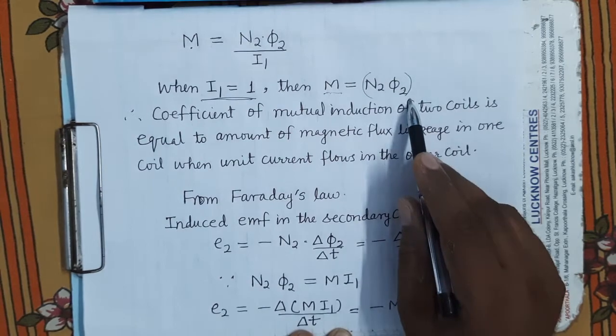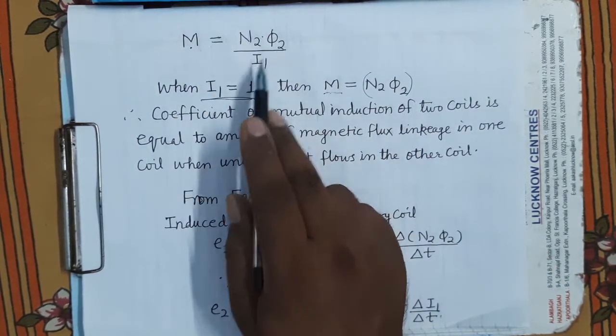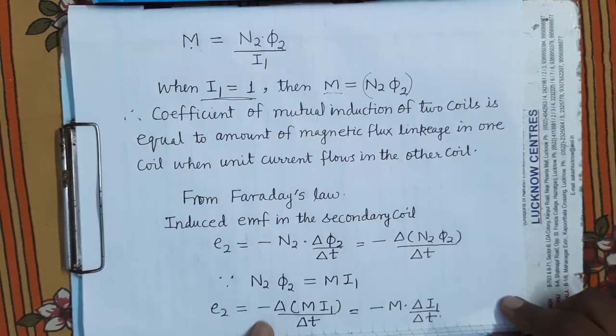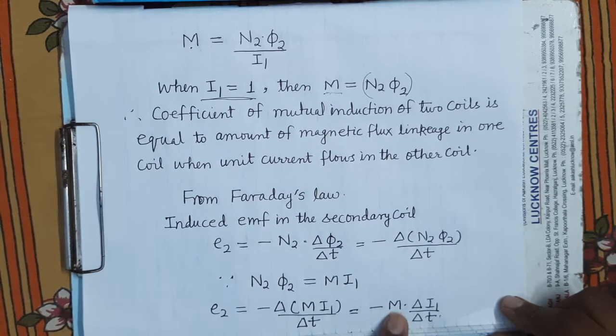But N2 phi 2, we know, is equal to M into I1. N2 phi 2 equals M into I1. So you substitute here: E2 equals minus delta (M I1) upon delta T. M you have taken out, M is a constant. So E2 equals minus M delta I1 upon delta T.